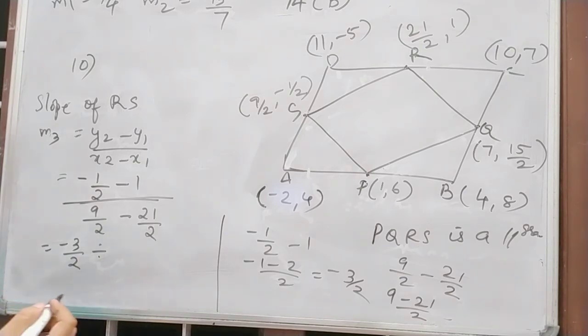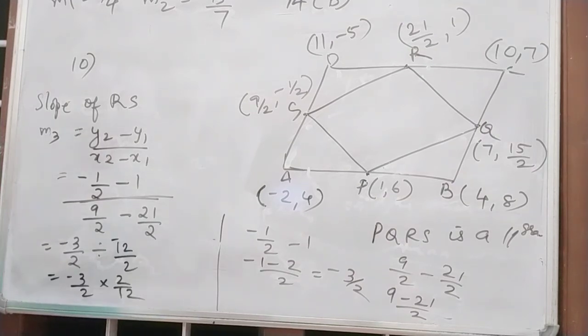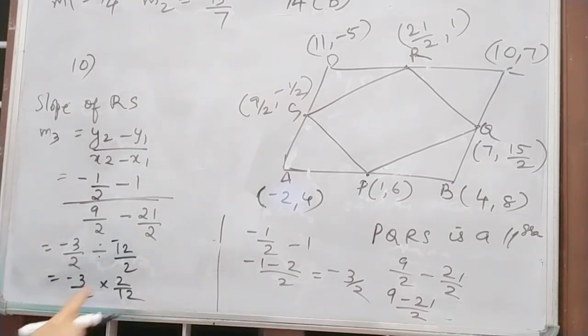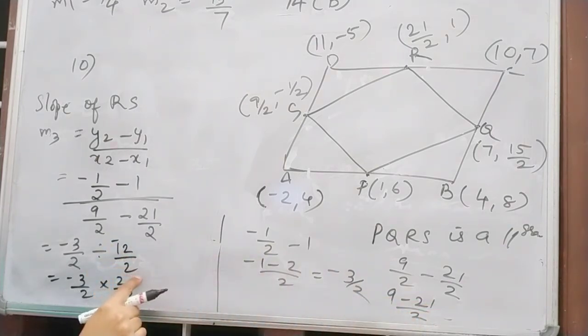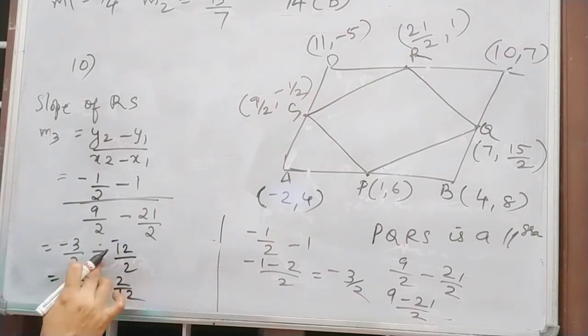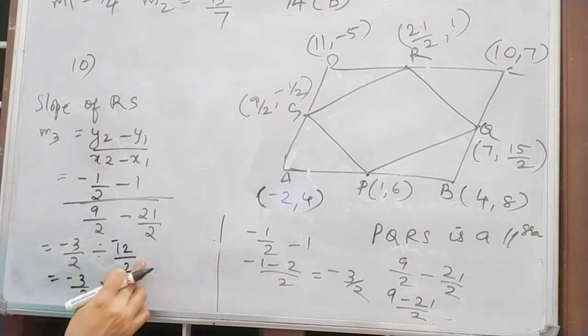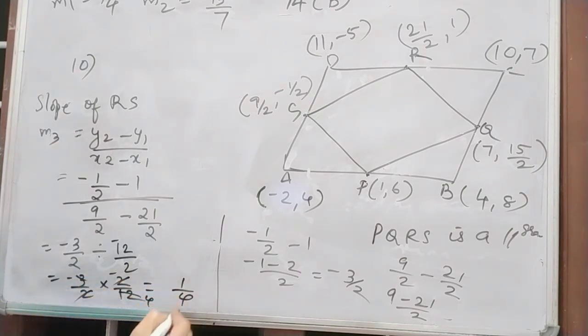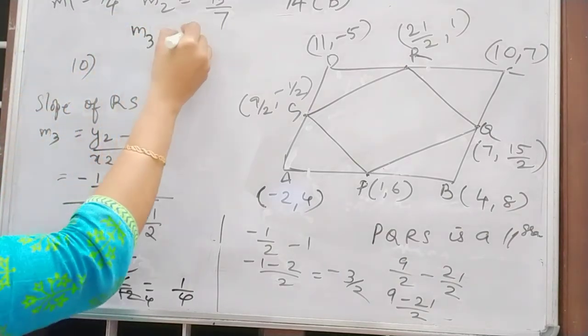So it will be negative 12 by 2. One sign is positive, the other is negative, so subtract and put the sign of the bigger number. That is negative 12 by 2. Division we change into multiplication, so it will become negative 2 by 12. Negative into negative is positive, the 2s cancel, 3 and 12 cancel by 4. So it will be 1 by 4. The slope of RS, m3, we got as 1 by 4.